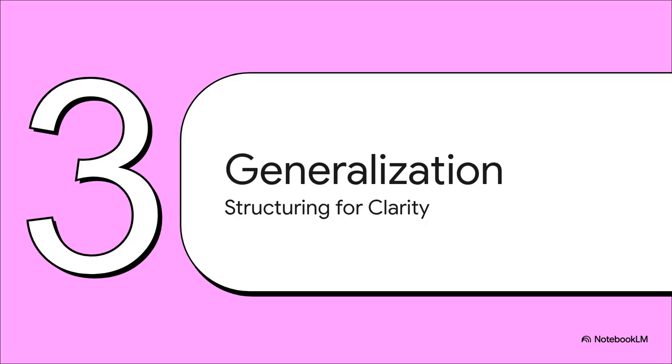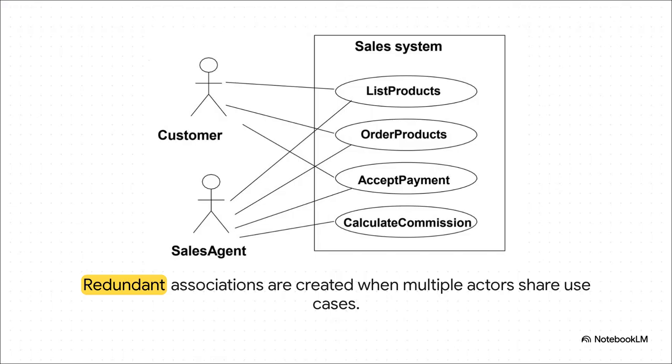Okay, Section 3. We're going to talk about generalization. This is a really powerful tool for cleaning up your diagrams. It's all about handling shared behaviors to get rid of clutter and make things easier to read. So take a look at this diagram. We've got a customer and a sales agent, and you can see they both do a bunch of the same things, right? They both list products, order products, accept payments.